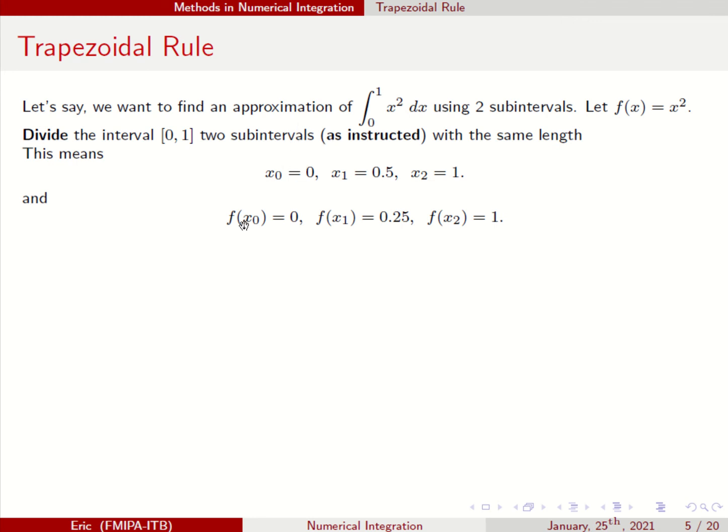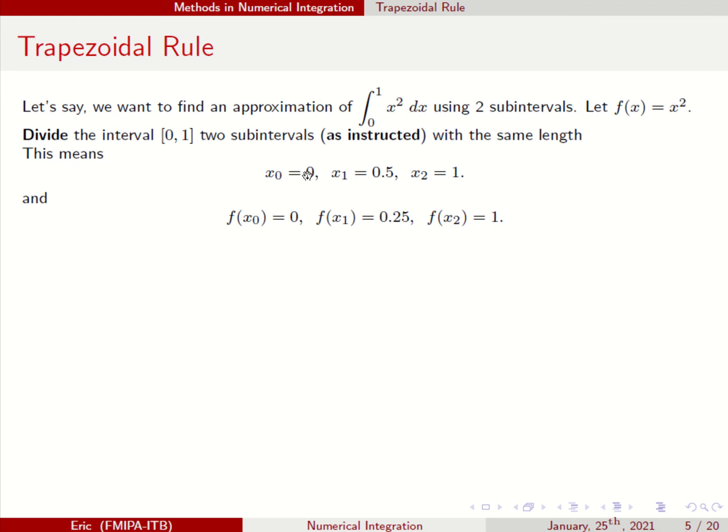f(x0). What is f(x0)? f at x0. x0 is 0, so f of 0. And f(x) is x squared, so f(0) should be 0. What about this one, the height at 0.5? f of 0.5 is 0.5 squared, so you have 0.25. What about this one? f of x2 is f of 1. f of 1 is 1 squared, so 1.